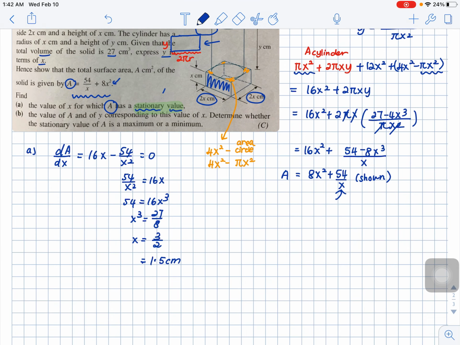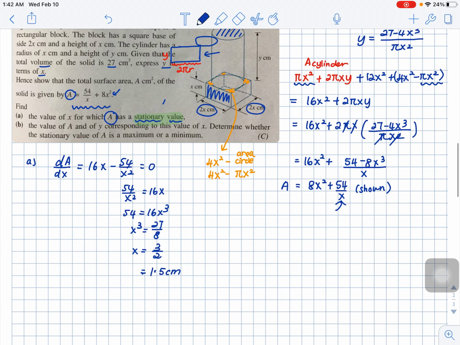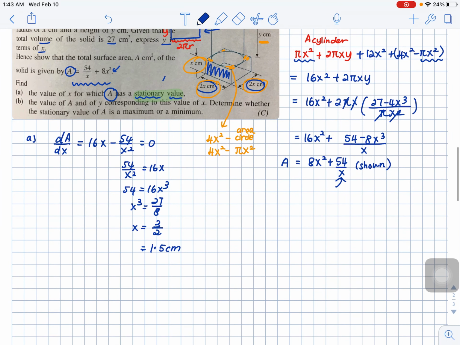The x is 1.5 centimeter. So the moment you know the x value, try to make sense of the question. This is 1.5, and you're going to get a 3 here, 3 here, and you can find the y by substituting. Okay, now let's go to part B.